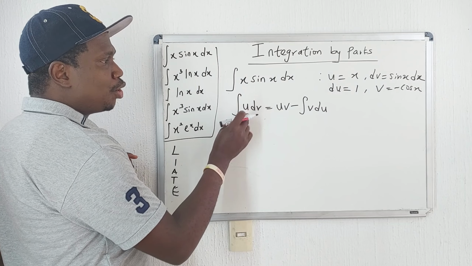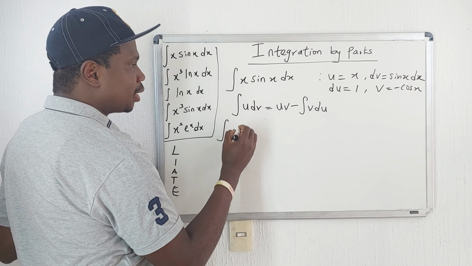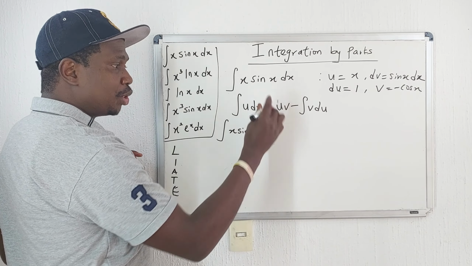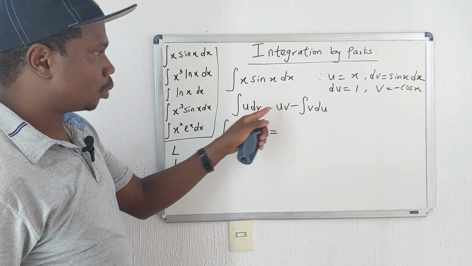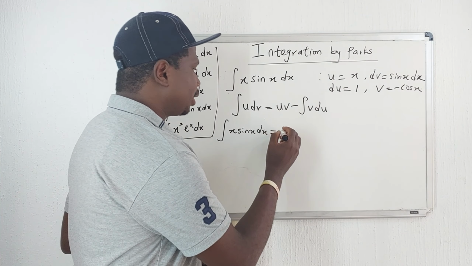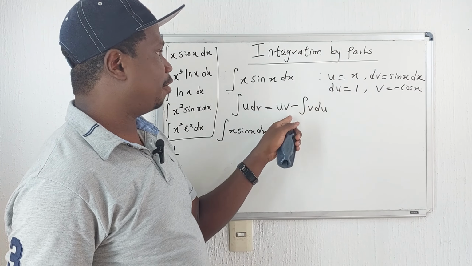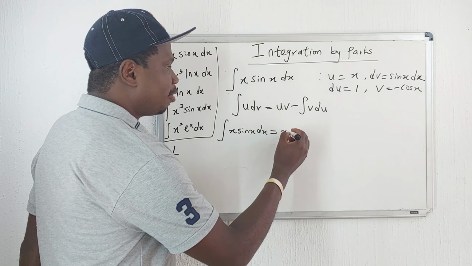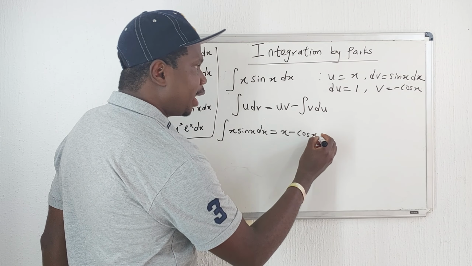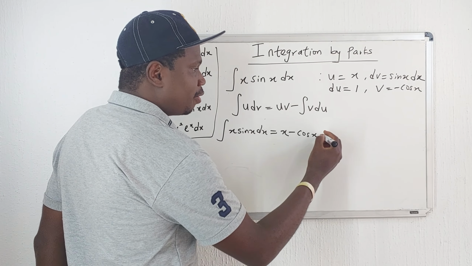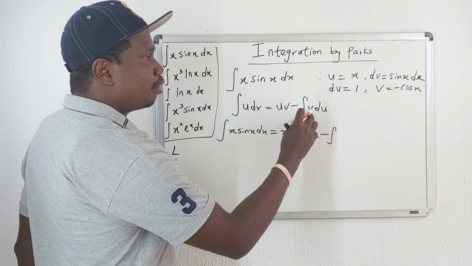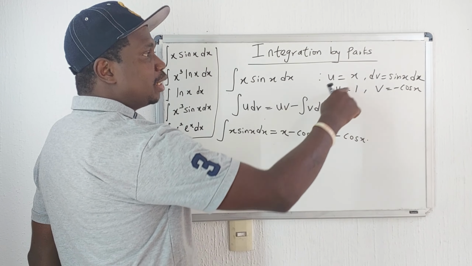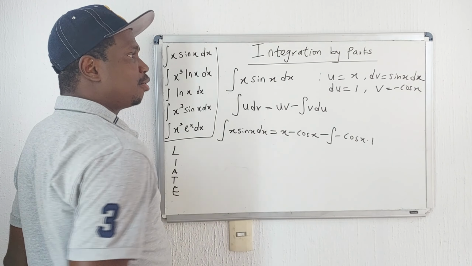After getting these values, I can now proceed to solve this question. Integral x sine x dx, which is our original question, equals what? My u is x. My v, integrating sine x, is minus cos x. So I have x times minus cos x, minus, remember I'm following the formula, minus integral v, which is minus cosine x, times du. Differentiating u with respect to x, I have 1.